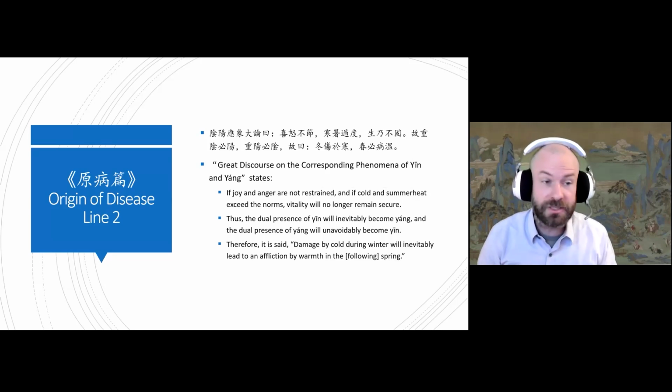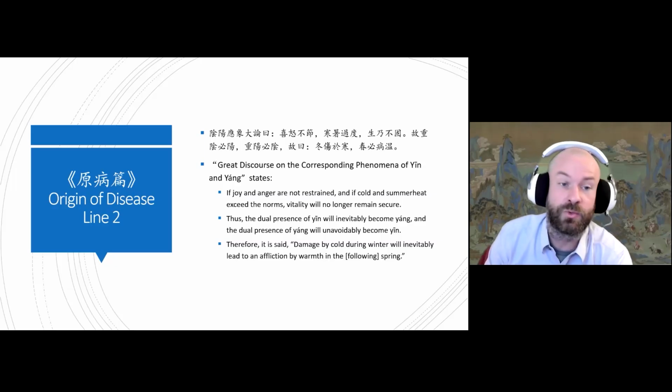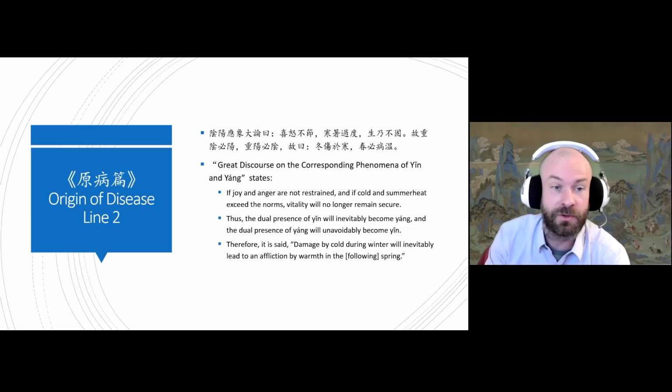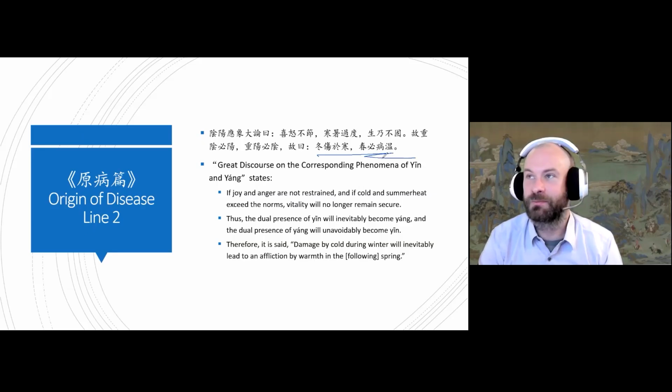So this comes from the origin of disease, the first chapter of the Wenbing Tiaobian, and Wu Jutong says, quoting the Su Wen, the Great Discourse, Su Wen chapter 5, Great Discourse on corresponding phenomena of yin and yang states: if joy and anger are not restrained, if cold and summer heat exceed the norms, vitality will no longer remain secure. Thus, the dual presence of yin will inevitably become yang, and the dual presence of yang will unavoidably become yin. Therefore, it is said, damage by cold during winter will inevitably lead to an affliction by warmth in the following spring. That's a very famous statement.